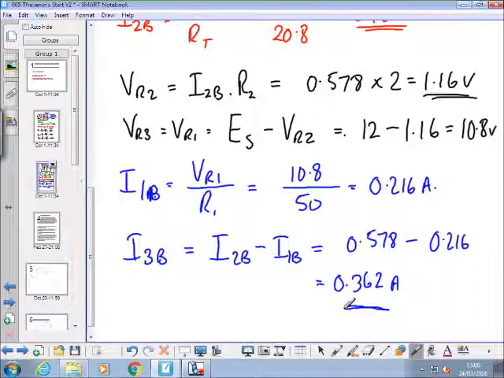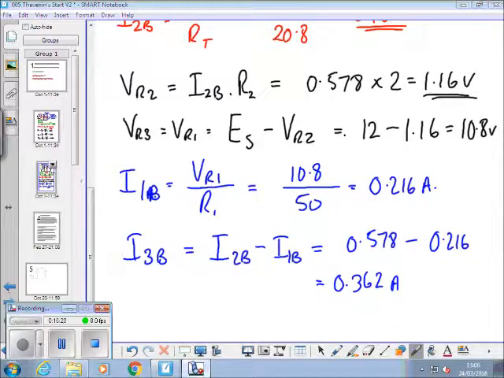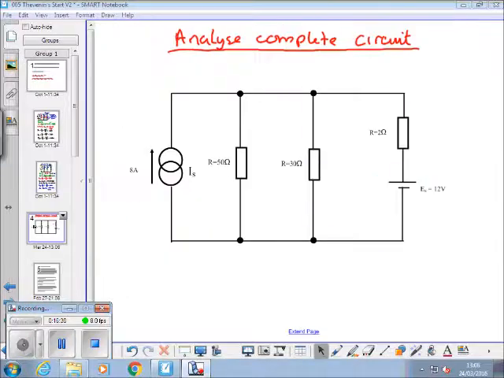So what we need to do now is pop back to the original circuit and add on these currents. So I'm just going to pause the video again now. Right, so what we need to do now is put all these currents back on this board. I'm going to put the ones due to IS in blue and the ones due to ES in green. So we know we got 8 amps flowing there.